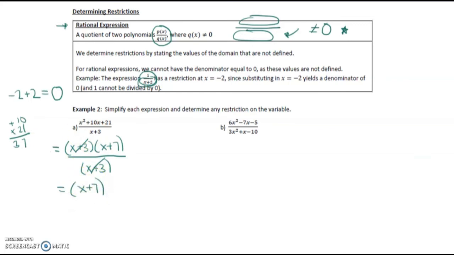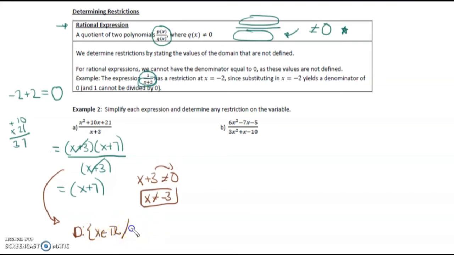However, because the x plus 3 at one point in time was in our denominator, we have to write a restriction. Okay, so we know that x plus 3 cannot equal 0. So when we bring this over, x cannot equal -3. So our domain is x is an element of the real number system such that x cannot equal -3.